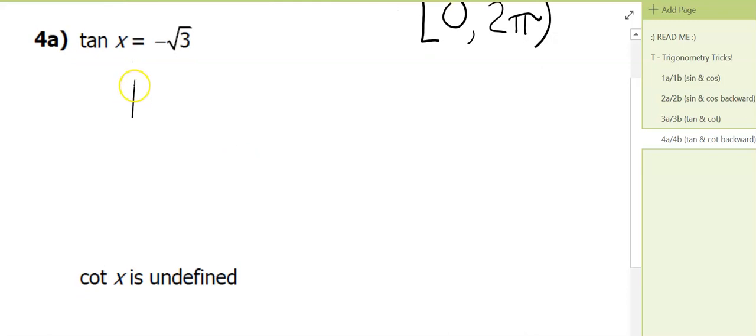Over here on the left, walk through the thought process here. Kind of like what we did with sine and cosine, but again, focusing on slope more than width or height. So I see that tangent is negative. So I'm looking for places where I can draw radii with a negative slope.